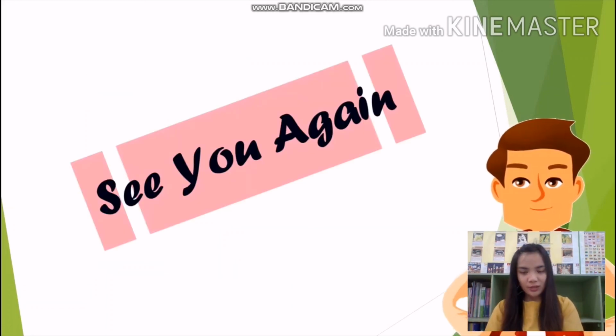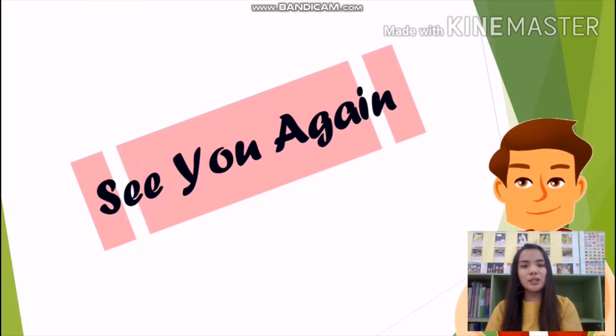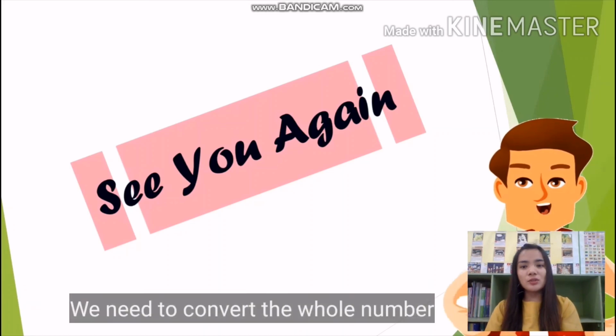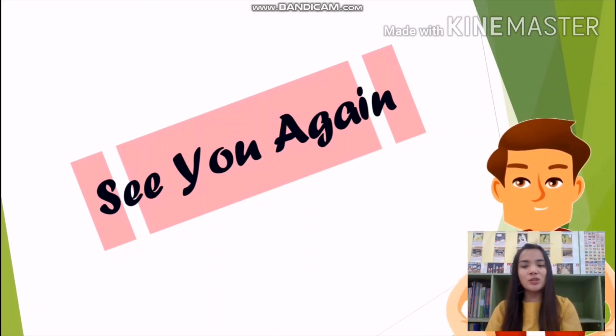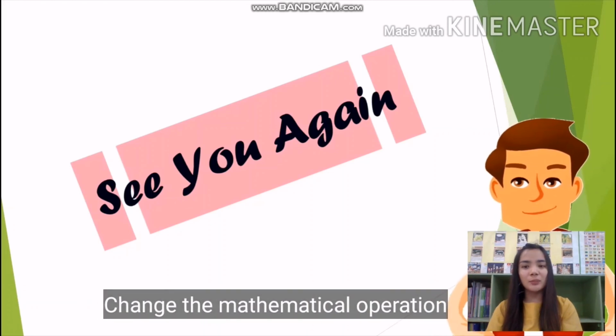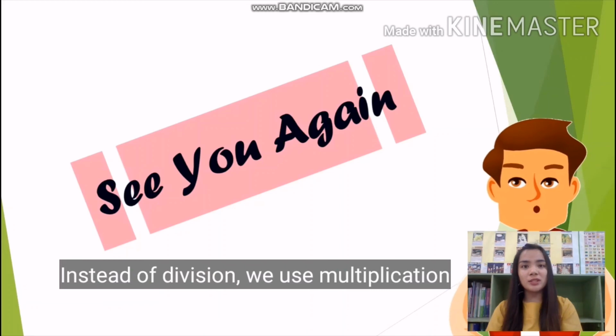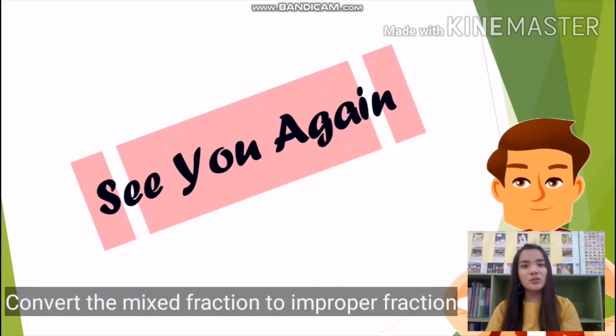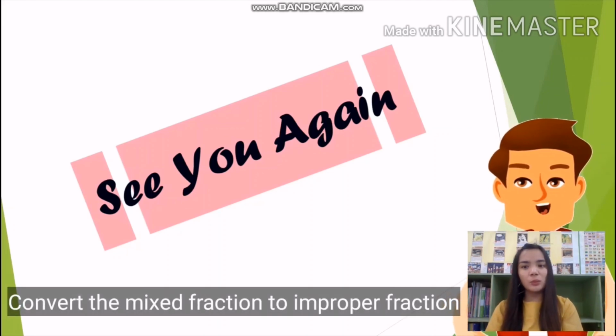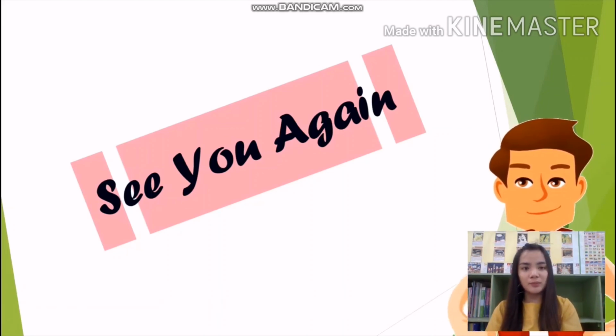So I hope you understand our lesson for today. So first thing that we need to do is we need to convert first our whole number. Then we change our mathematical operation. So instead of division, we're going to use multiplication. If we're dealing with a mixed fraction, we need to convert it first to an improper fraction before solving the following problem.